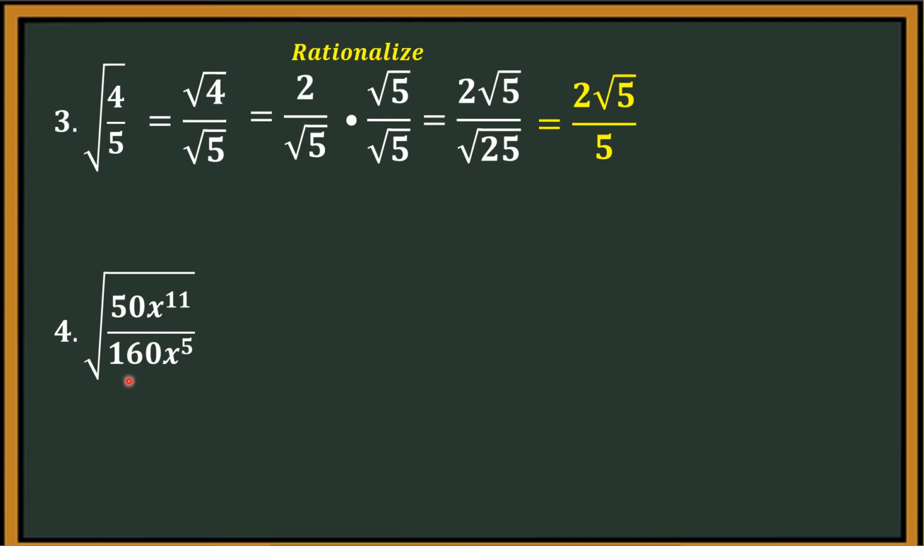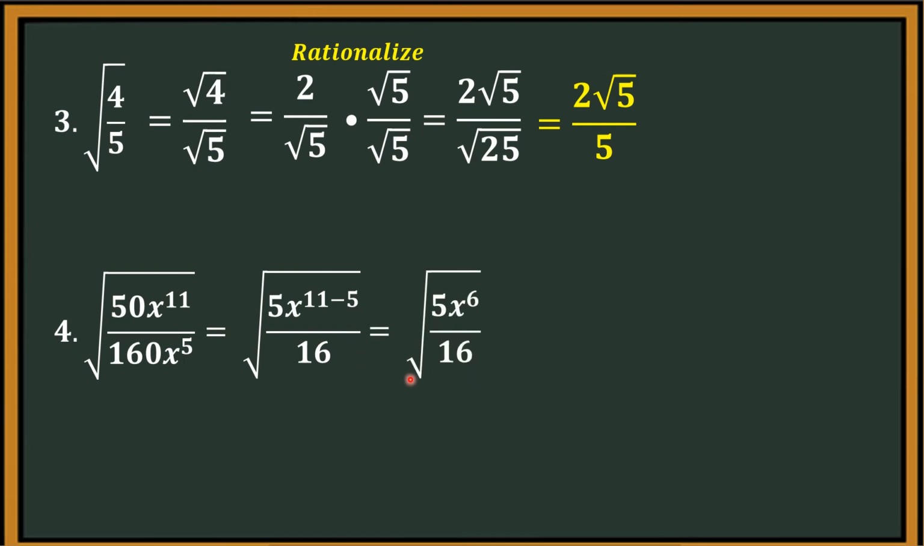So, ang 50 at 160, pwede natin siyang isimplify. So, yung 50, we're going to divide it by 10. And 160, we're going to divide it also by 10. So, kapag dinivide natin siya by 10, so that is 5 over 16. And then, since ang variable niya ay x, same lang sa ilalim, so, pwede na natin siyang i-copy and then we're going to subtract the exponents. So, that is 11 minus 5. Then, let us simplify it. So, that is equal to the square root of 5x raised to the 6th power over 16.